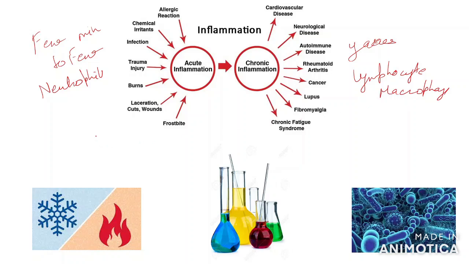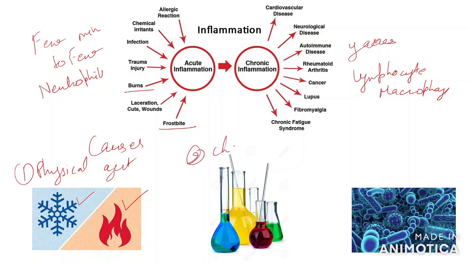Right. Now, what are the causes of inflammation mainly? The first cause can be a physical agent. So, in physical agent, we can talk about heat, we can talk about cold. So, heat may cause burns, whereas cold may cause frostbites, right? The second thing can be a chemical agent. So, any kind of chemical irritant may cause inflammation. And the third one is bacteria and virus. So, any bacterial or viral attack may cause inflammation.